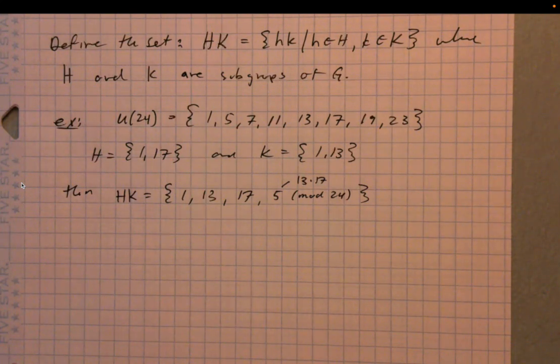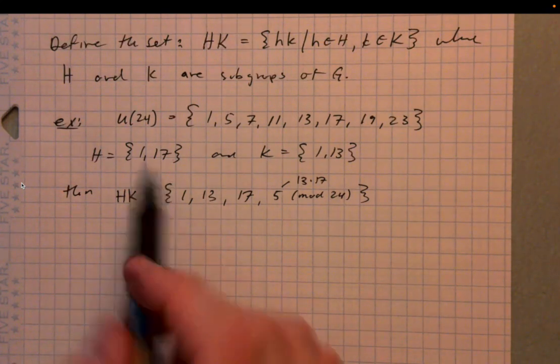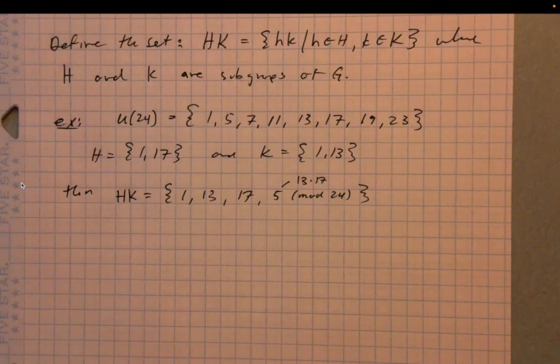So that's just an example of this HK set. You multiply everything together, using the operation of the group G and the subgroups H and K. In this case it's multiplication mod 24, but it could be addition, or regular multiplication, or multiplication by a different modulus, whatever it happens to be.